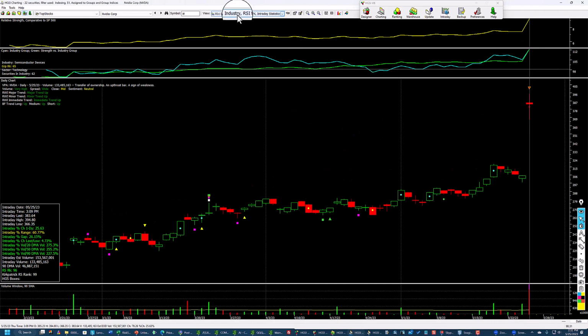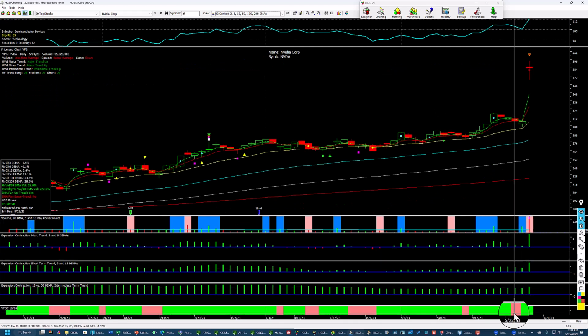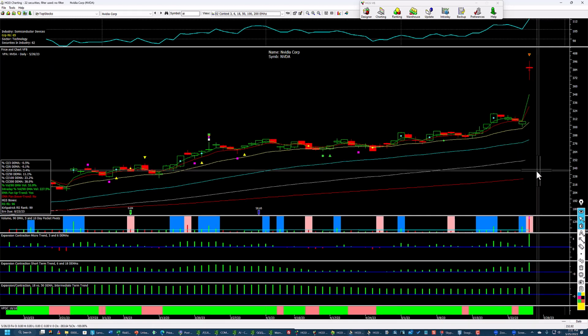I need to drop down to my next chart. Right here, going into earnings. They didn't want to hold it going into earnings, and they wish they would have today, but you never know. It could go either direction. That's why they call it earnings roulette.